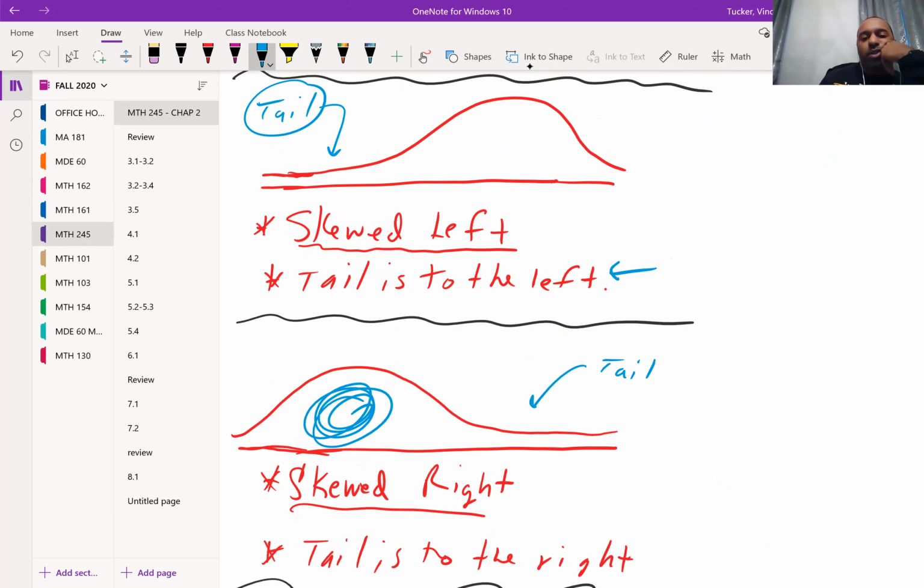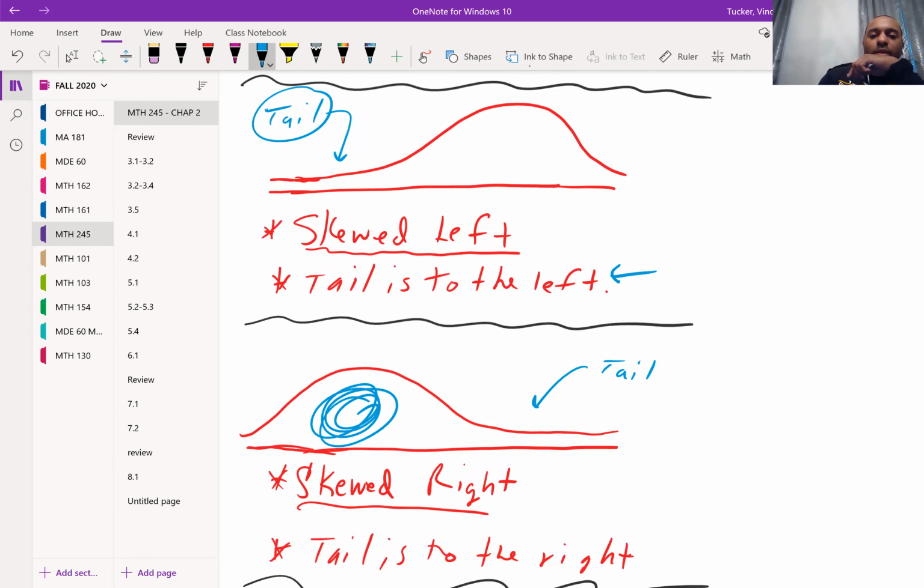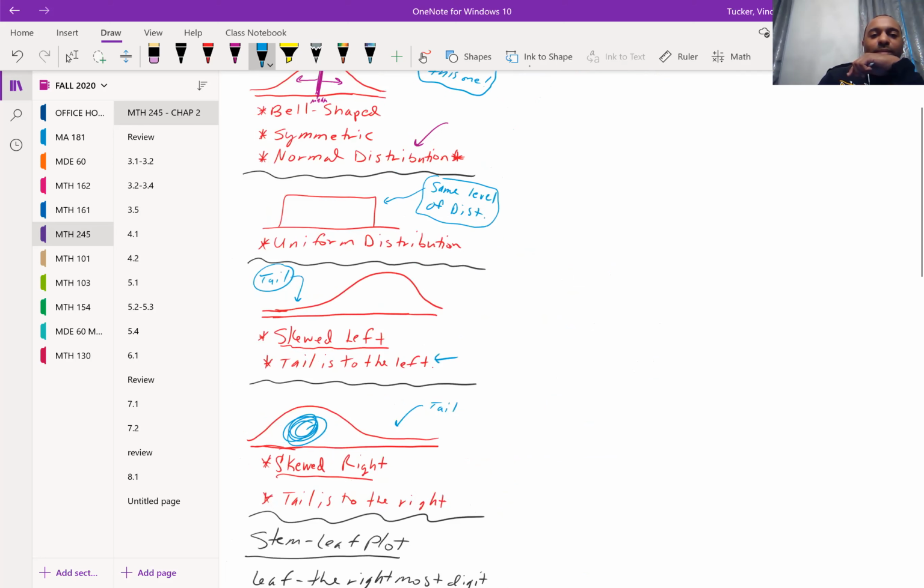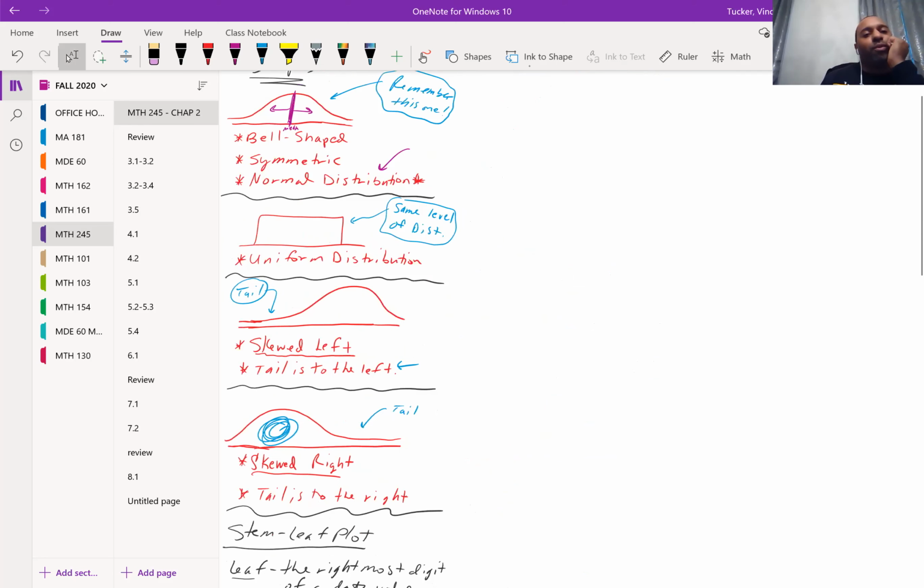Any questions on either one of our distributions? See if I can put all four up. It's kind of small like that. I don't know if you can read it, but it's all four of them: bell-shaped curve, uniform distribution, skewed left and skewed right.